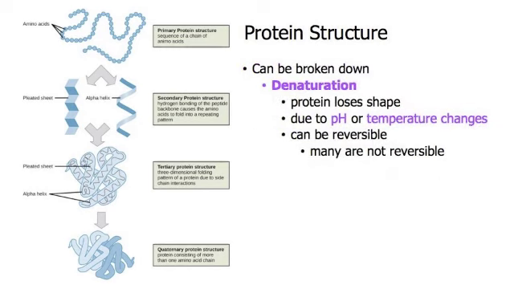Moving on to the next slide, a protein's shape is sensitive to the surrounding environment. An unfavorable change in temperature, pH, or some other quality of the environment can cause a protein to unravel and lose its normal shape. This is called denaturation of a protein.